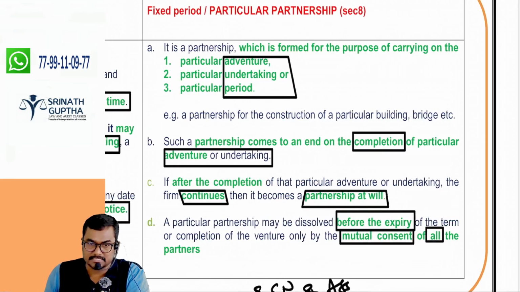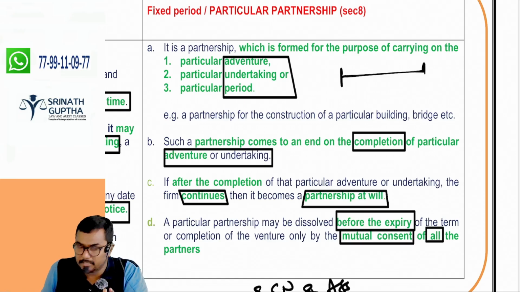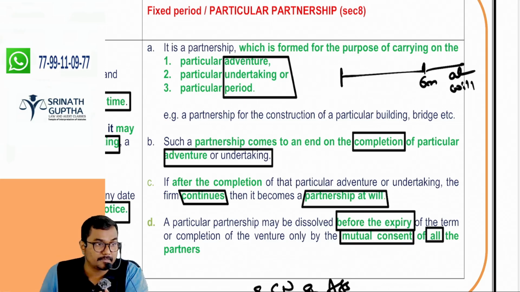Particular partnership. It is a partnership which is formed for a particular purpose, particular venture, or particular period, 3 months, 6 months. If a partnership is formed for 6 months, it is a particular partnership. Can it continue beyond 6 months? Yes. If it continues beyond 6 months, it will become a partnership at will, which can be dissolved by any partner anytime.